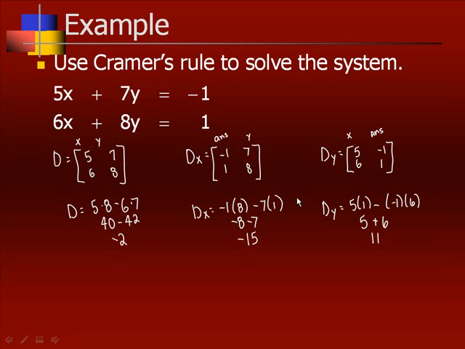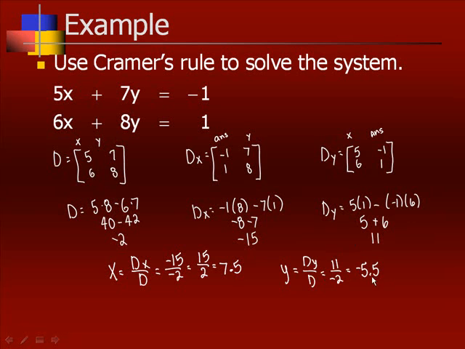So once we get our d, dx, and dy on this problem, then we've got one more step. We have to say, well, x is dx over d, which would be -15 over -2, which is 15 over 2, which is 7.5. The y value would be dy over d, which is 11 over -2, which would be -5.5. So the solution to this system would be x is 7.5 and y would be -5.5.